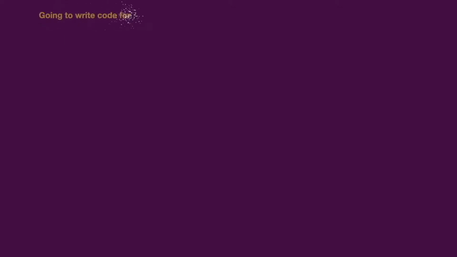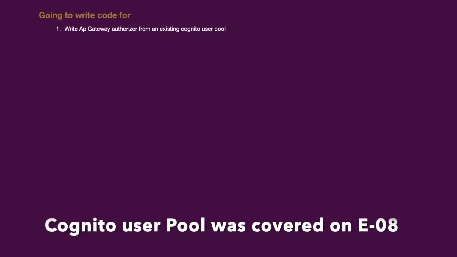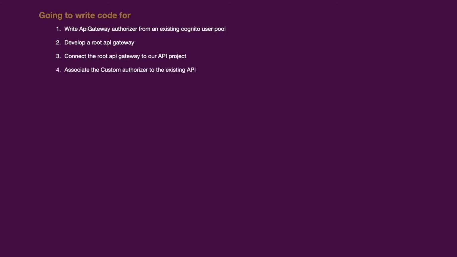would be something like this. First, we are going to be relying on the existing Cognito user pool to develop one API Gateway Authoriser, and this API Gateway Authoriser would basically be attached to our root API Gateway. Next, we are going to be defining the root API Gateway for the project to which we are going to attach the API Gateway Authoriser. And finally, when all of this is done, we will verify and test that our APIs are secure.